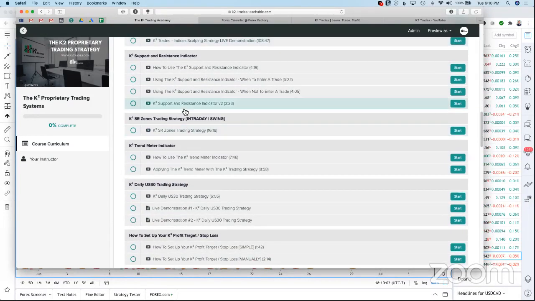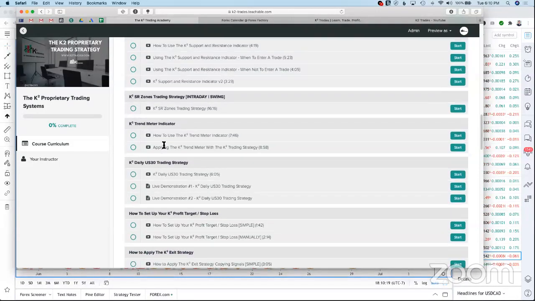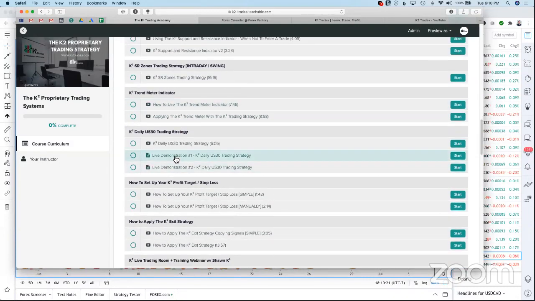But this is the one that I've been using, the K2 SR zone trading strategy. It's pretty much intraday and swing because it's used on the 4 hour time frame. But for the most part, it's intraday because we try to get in and out of the trade within the day, within 24 hours. And then I'm not sure if you're familiar with it, but my K2 daily strategy is pretty much the strategy that I've been using for all the US 30 trades.